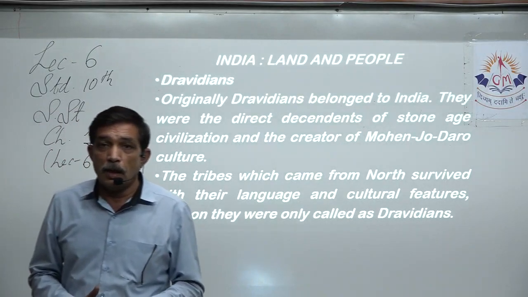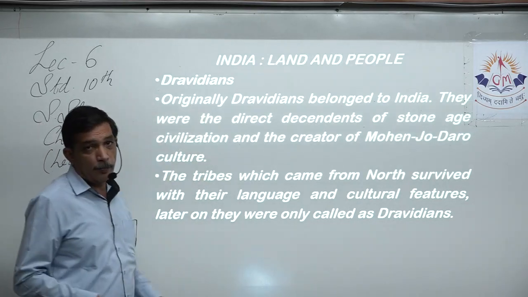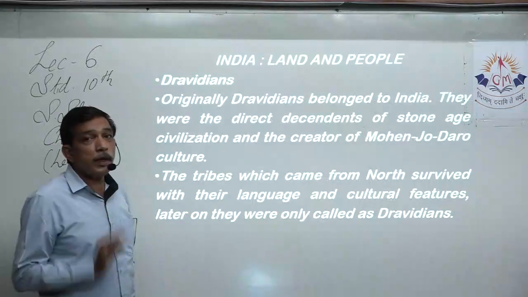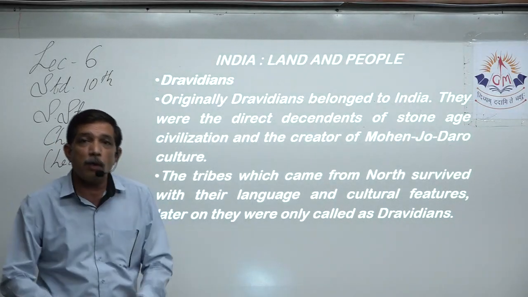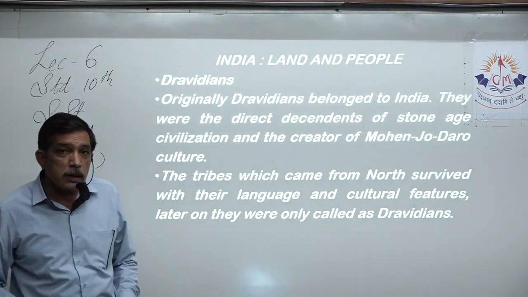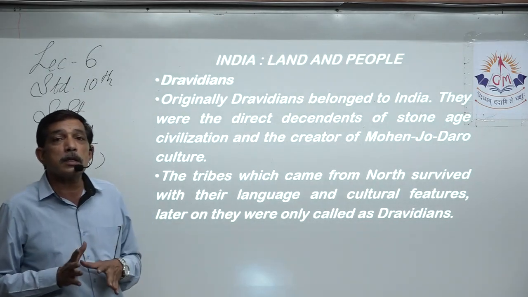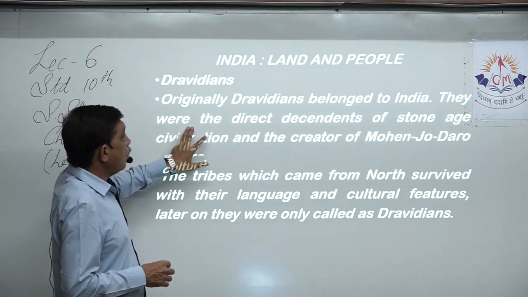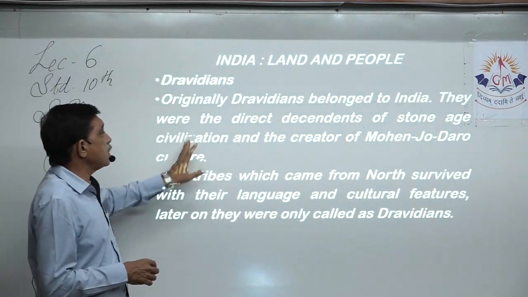Since then Dravidians have been living in India. So originally Dravidians belong to India because they did not come from outside. They were found in India. They came into existence in India, right? So they are called the original residents of India. And they were the direct descendants of the Stone Age civilization.